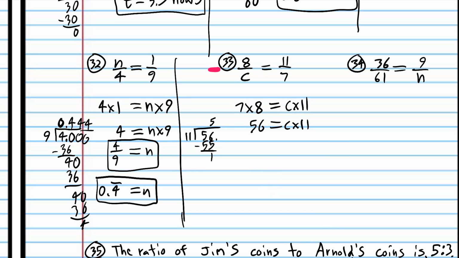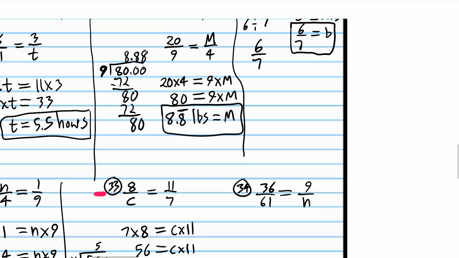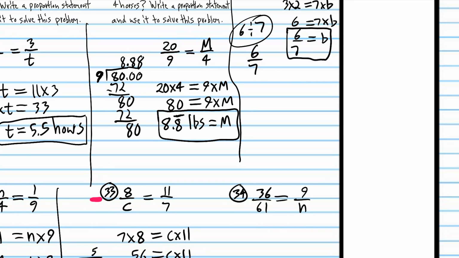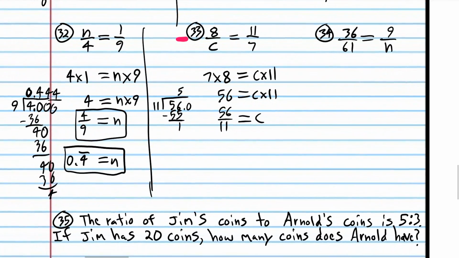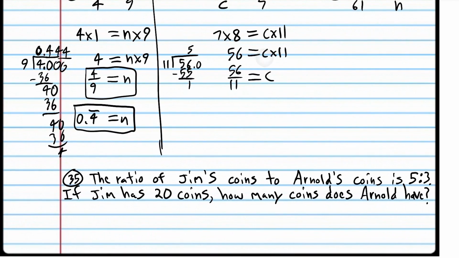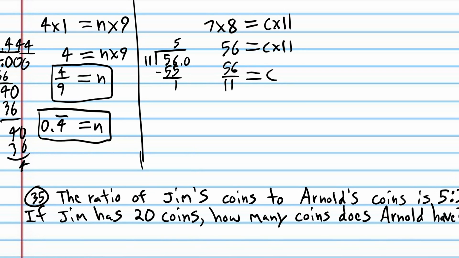So we have a remainder. We have to keep going, and so on and so forth. But remember, actually in this case, we'd have an improper fraction. You can write C as 56 over 11. 56 divided by 11 is the same thing as 56 over 11. We explained that in the previous problem up here. 6 divided by 7 is the same thing as 6 over 7. You're just going in the reverse direction. We haven't talked about that a lot, but I want you to start getting used to that.